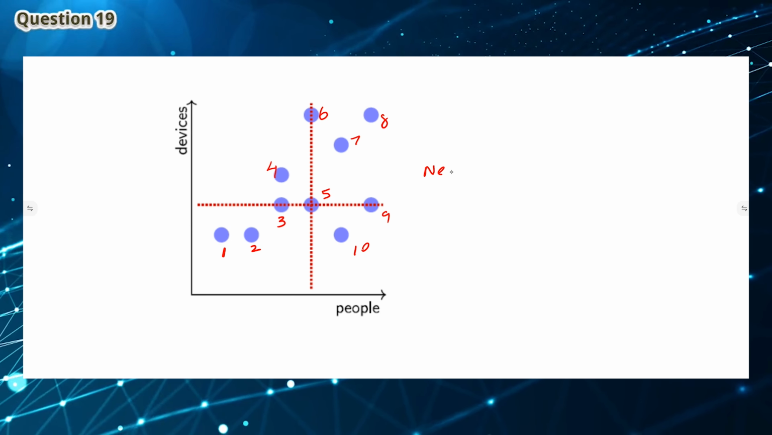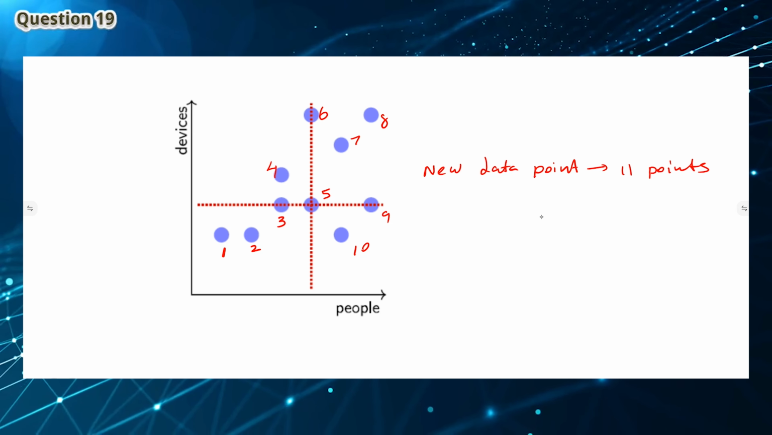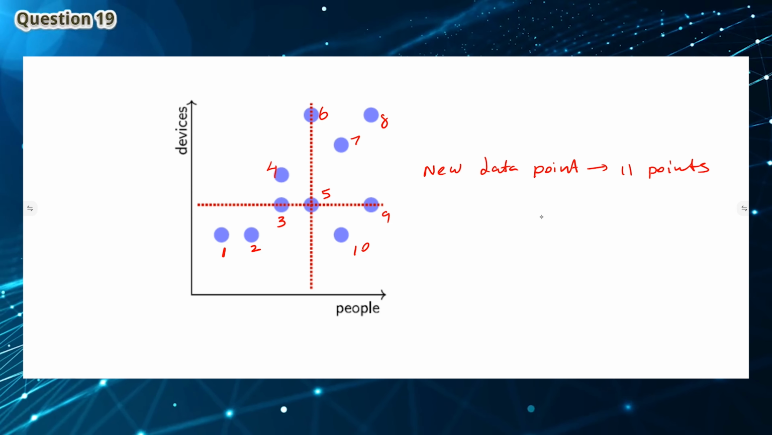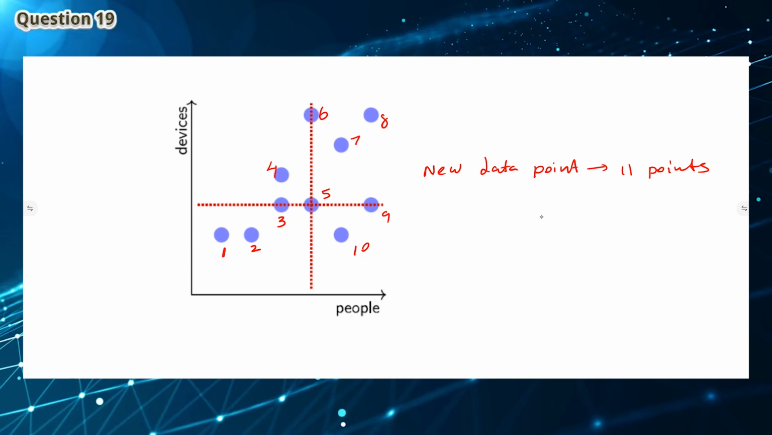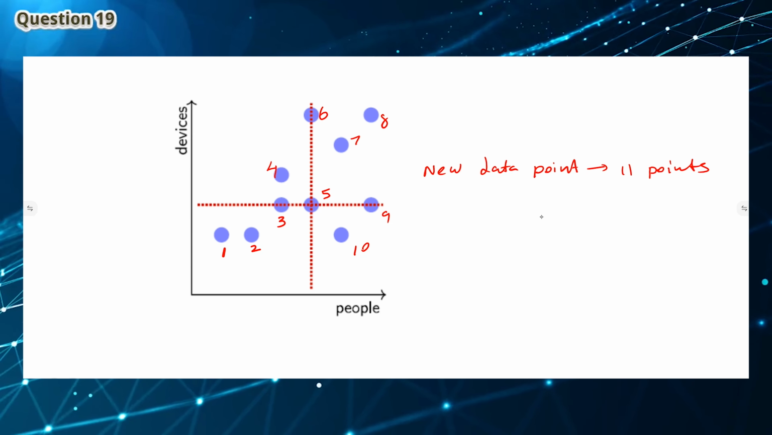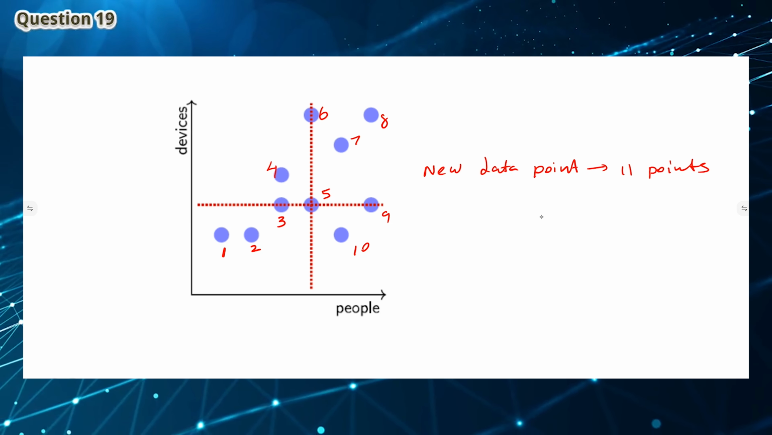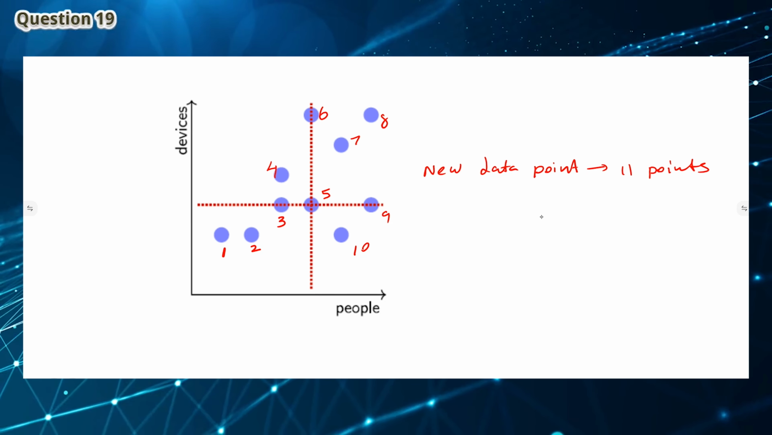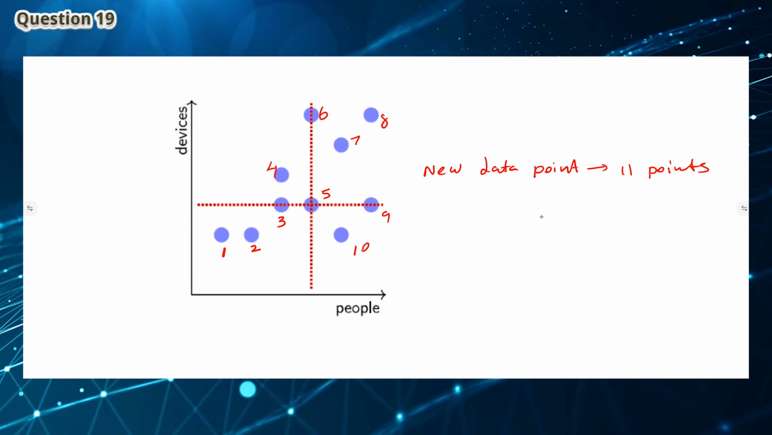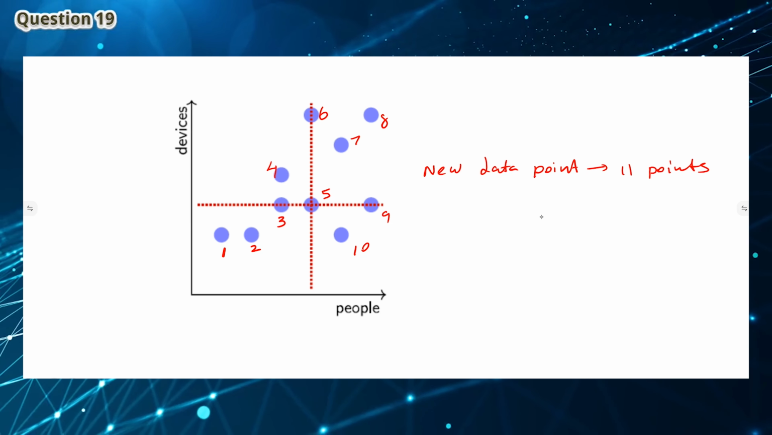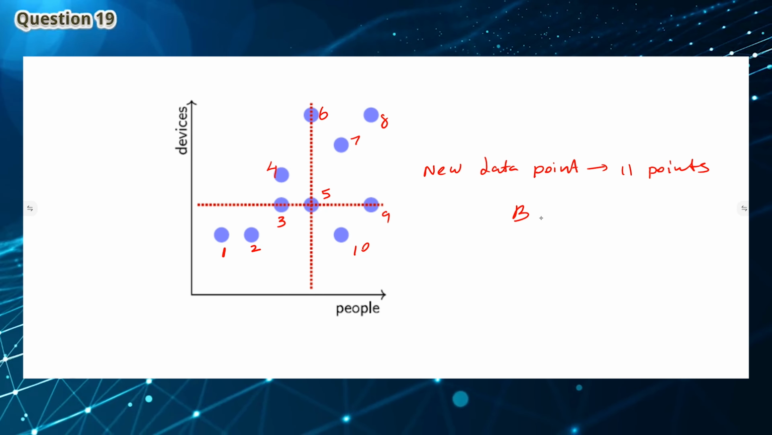When a new data point is added, there will be 11 points in all, so the new median lines must pass through the 6th people and device values respectively. The 6th value in the new dataset will be equal to either the 5th or 6th value in the original dataset, depending on the location of the new data point. But since these values are equal, the location of the new data point is actually irrelevant and neither median line will need to move. So the answer is B.